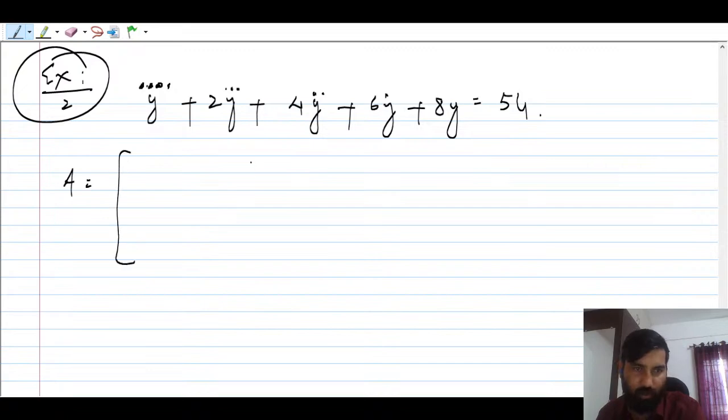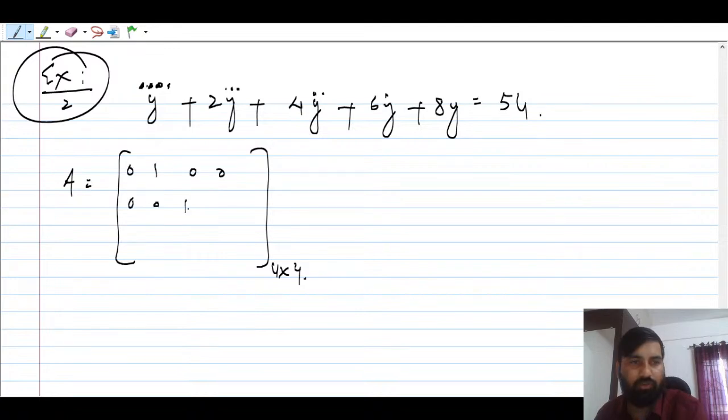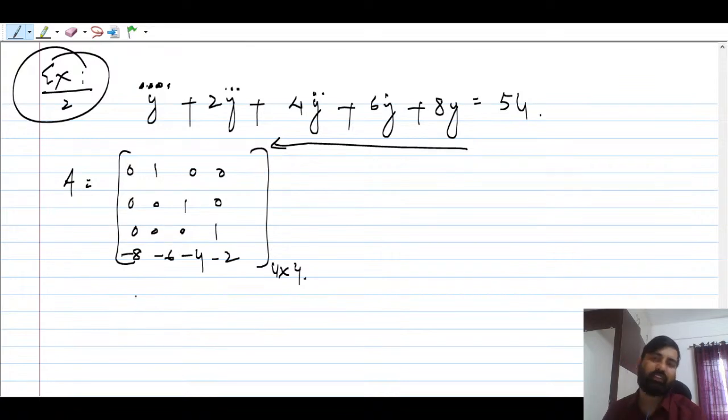The A matrix is going to be of what order? It will be 4 by 4 order, that you can understand always, because the order of the differential equation is 4, so the order of the state transition matrix, or you can say state matrix, is going to be 4 by 4. Now you write here 0 1 0 0, 0 0 1 0, 0 0 0 1, and the last row starts like this: -8, -6, -4 and -2. Start -8 from this side to that side. Please remember.